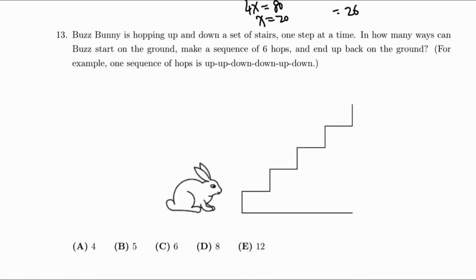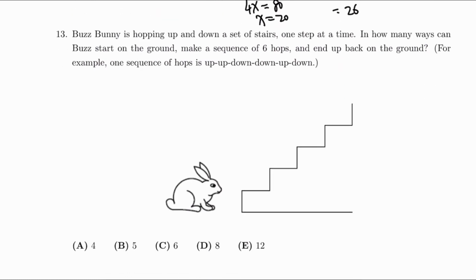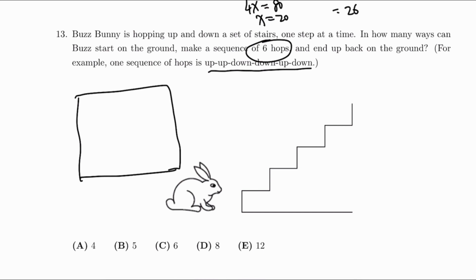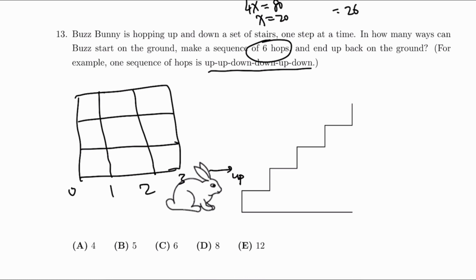Number 13 says, Buzz Bunny is hopping up and down a set of stairs one step at a time. In how many ways can Buzz start on the ground, make a sequence of 6 hops, and end up on the ground? For example, let's draw it like this. So let's make it so that on the horizontal axis here, we have the number of ups, and the vertical axis, we have the number of downs.